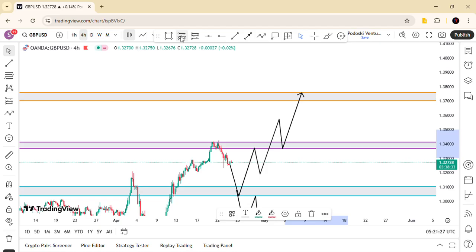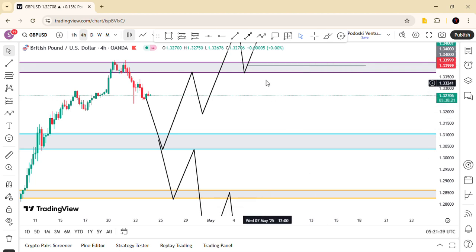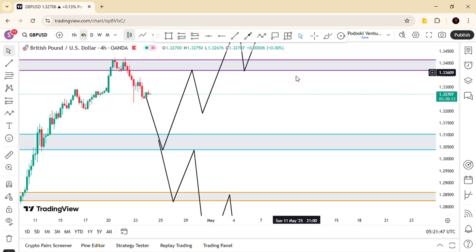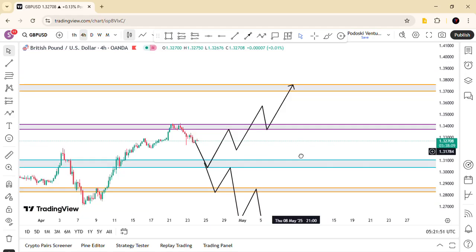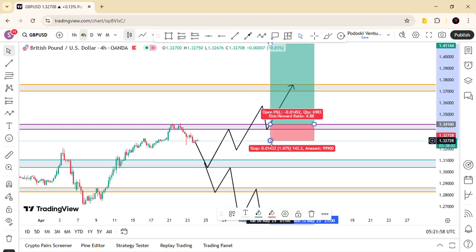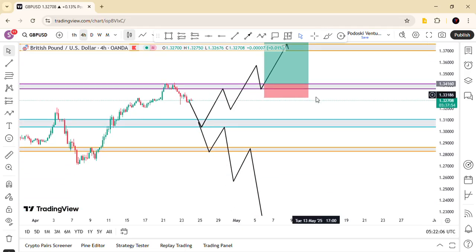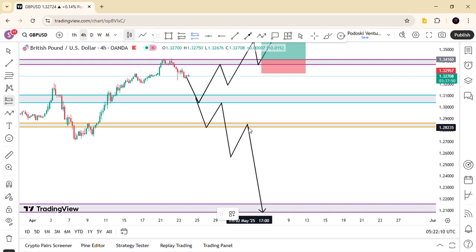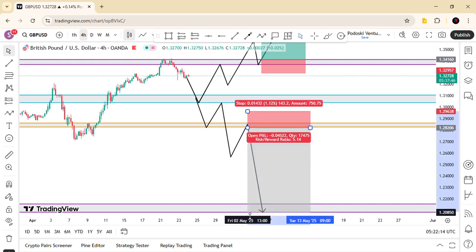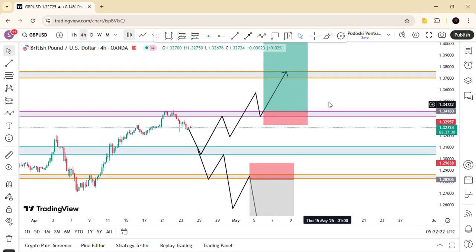So we are going to be picking our buy on GBP USD from here all the way to the upside. This is where we are going to pick our buy on GBP USD. And if it's a sell too, we are going to pick it from here all the way to the downside on GBP USD. So the sell will come in from here, and the buy will also come in from here.